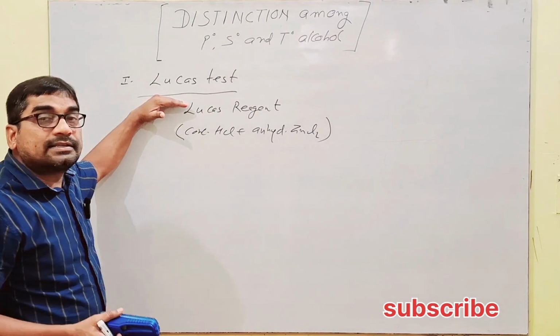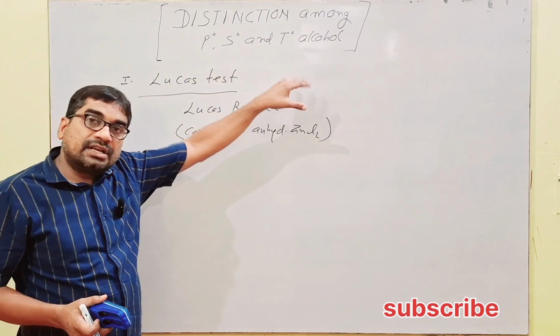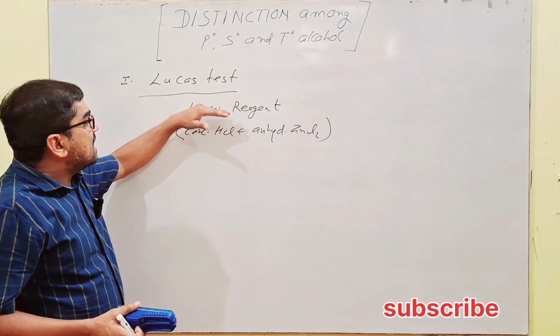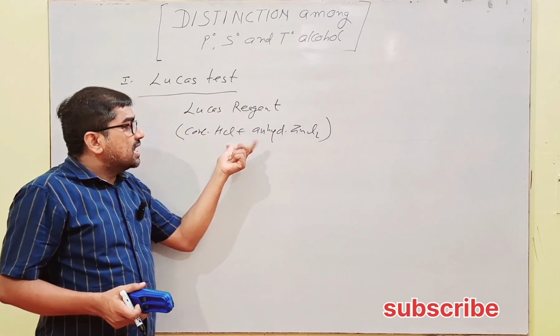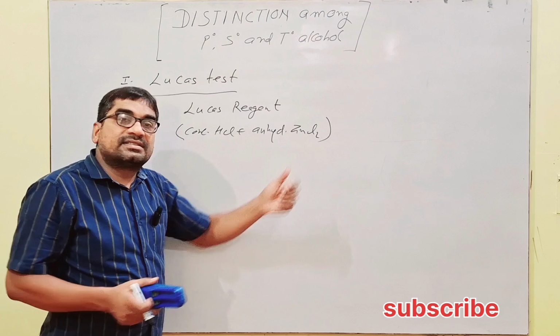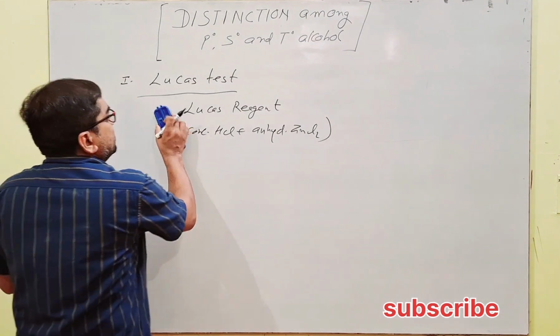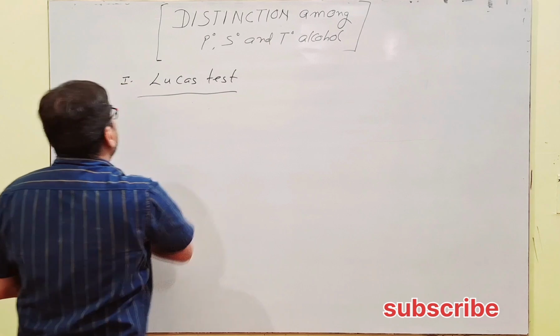Lucas test is related to distinguishing among primary, secondary and tertiary alcohols, and Lucas test is carried out with the help of Lucas reagent. Lucas reagent is concentrated HCl and anhydrous ZnCl2. How is the test carried out among primary, secondary and tertiary alcohols?